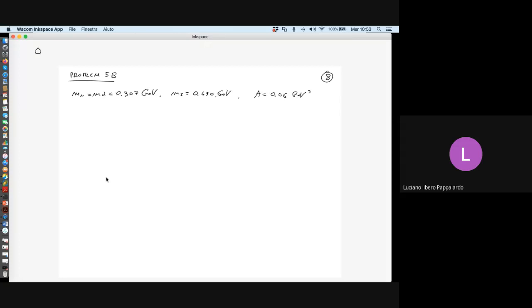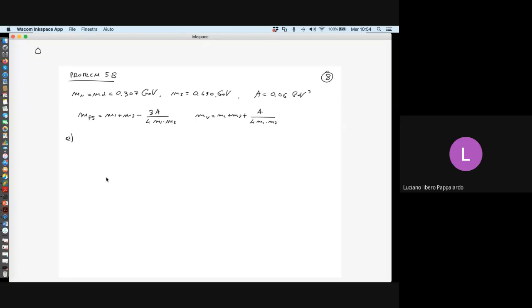Now, let me also write down the phenomenological mass formula that we derived. For the pseudoscalar mesons, this was M1 plus M2 minus 3A divided by 4 times M1 times M2. And for the vector mesons, this was M1 plus M2 plus A divided by 4 times M1 times M2.